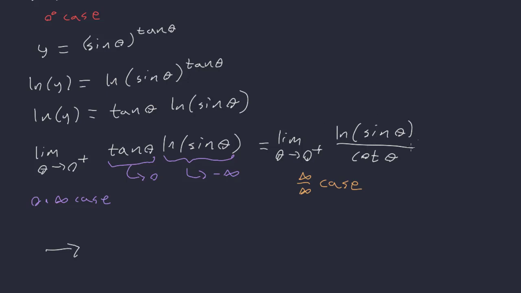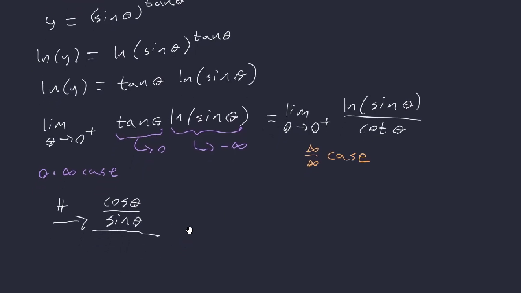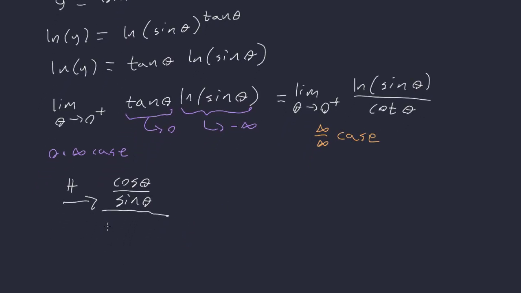So we'll take the derivative of the top. Well, derivative of the top is going to be the natural log of the stuff, so it'll be the derivative of the stuff, which will be cosine theta over the stuff, which is sine theta. So let me mark that I'm using L'Hopital's rule here. All over, now the derivative of cotangent. The derivative of cotangent is going to be negative cosecant squared of theta.